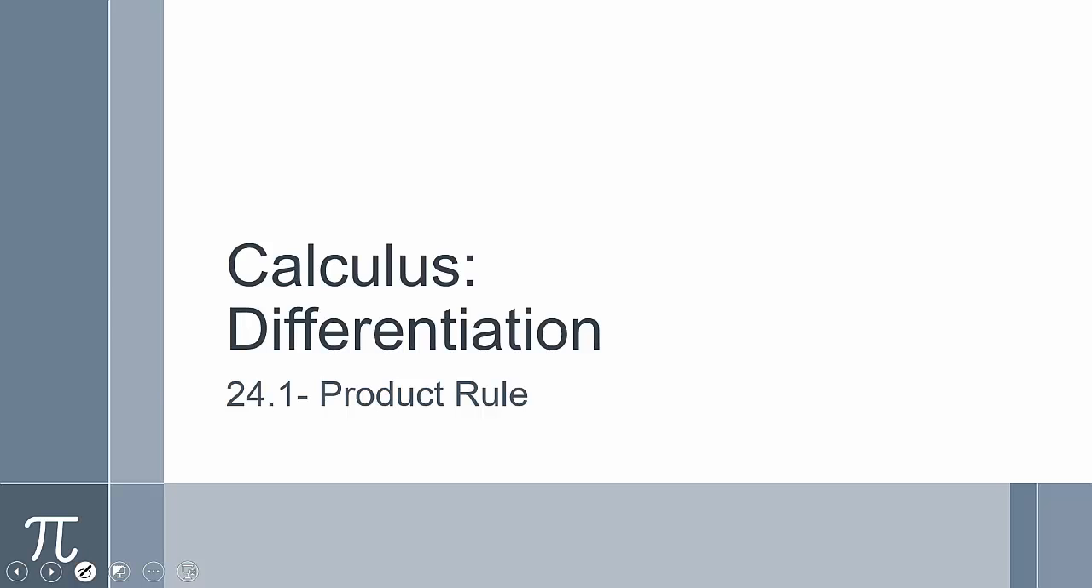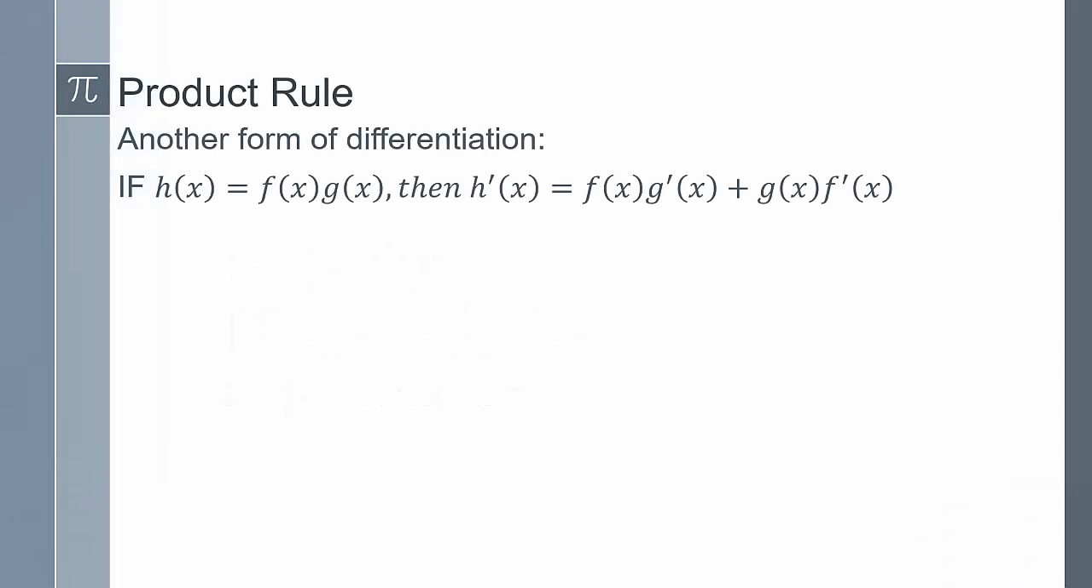This is 24-1. We're going to take a look at the product rule. Now here's the definition of the product rule. It's just another form for us to be able to take the derivative. It says if h of x is two functions being multiplied together, so that's the way that our brain needs to separate and envision it, then the derivative of our h function is the first function times the derivative of the second plus the second times the derivative of the first.